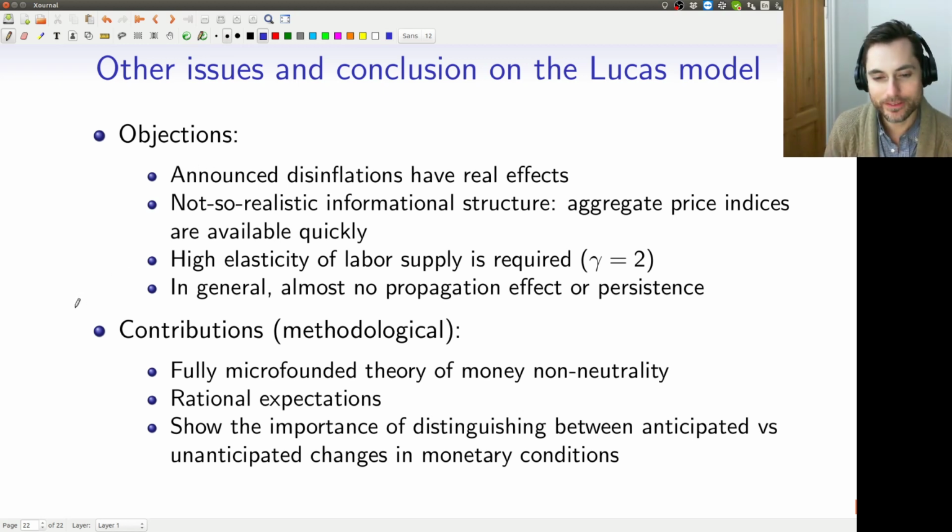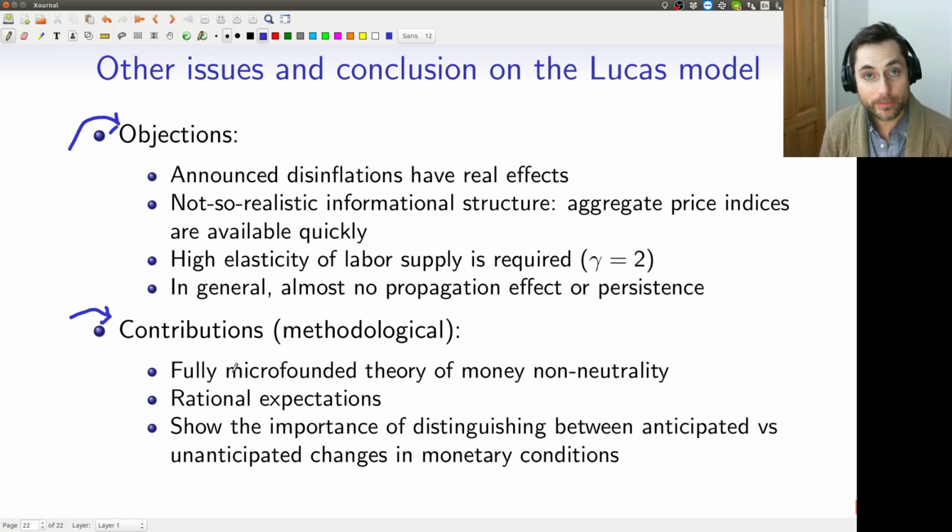Let's talk about first the contributions, then we'll talk about the objections. So the contributions: it's fully micro-founded, and it shows a way that you can get money to have a real impact on the economy. Rational expectations, whether that's good or bad, is certainly something that has been true of many macro models over the last 30, 40 years. And then finally, it shows one way at least that you can generate this relationship between money supply and the real economy, even when people are making perfectly rational decisions, and they realize that printing more money doesn't make you more productive or anything like that. So that's one thing.